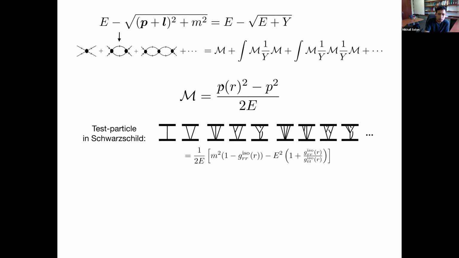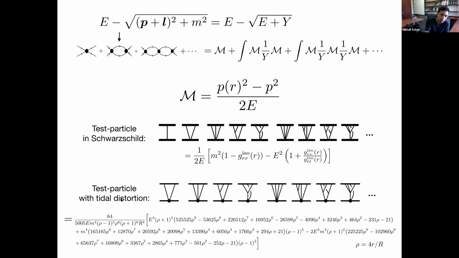Okay. To illustrate that, this is with Nabasha and Cliff Chung, we could actually do all orders in G for some test particle cases. For example, here, this is a test particle in the Schwarzschild background. You could just use this formula and get the amplitude to all orders in G. You can also do it, for example, for a test particle that's tidally distorted, in this case, by electric Weyl squared. And again, you get an all orders in G amplitude. So it's kind of nice because all orders in G amplitudes are very hard to come by. So that was what's nice about the Y basis.